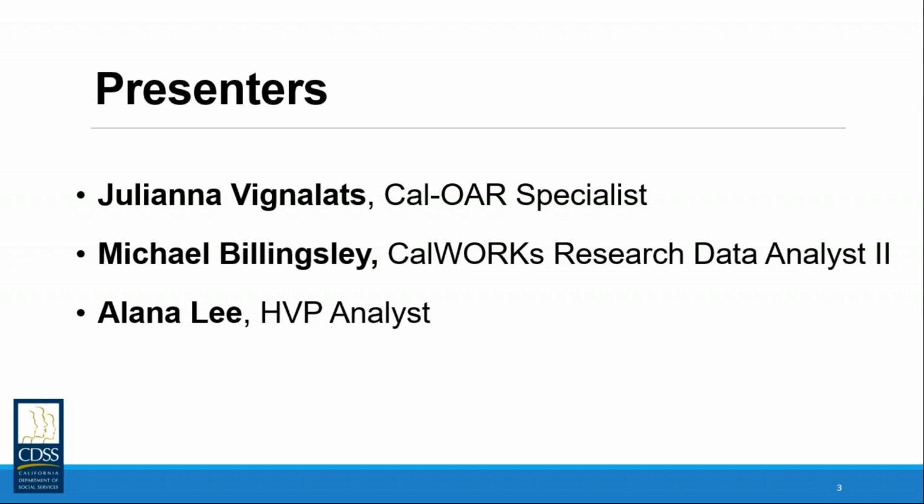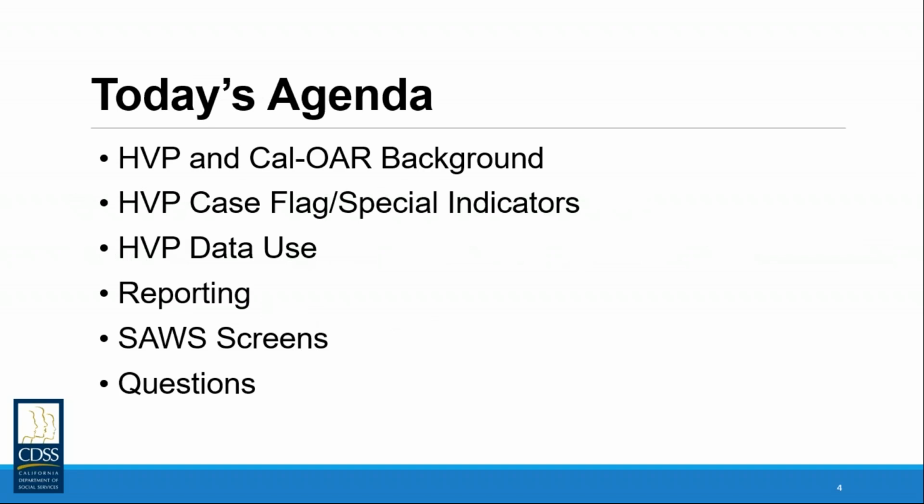So let's prepare for today's presentation and review our topics and look at a little roadmap of what we're going to go through. First, we're going to provide background of the home visiting program and Cal-OAR generally. Then we'll move on to the HVP Case Flag Special Indicators. We'll look briefly at how we will use the HVP data and a little bit about reporting. And then finally, the main portion of today's presentation will be to look at and walk through the SAW screens that will operationalize the collection of the HVP Case Flag Special Indicators.